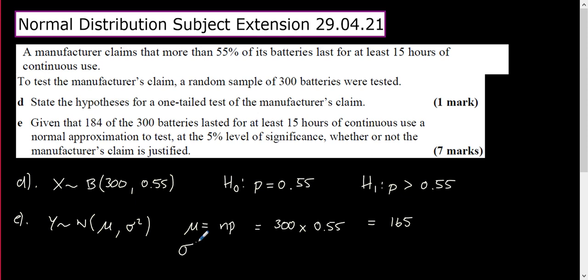The sigma squared part, which is the variance, remember sigma squared is the variance, sigma is the standard deviation, is np times 1 minus p. So it's 165 multiplied by 1 minus 0.55. So we multiply that by 0.45. That is 74.25. So that's our variance, 74.25.